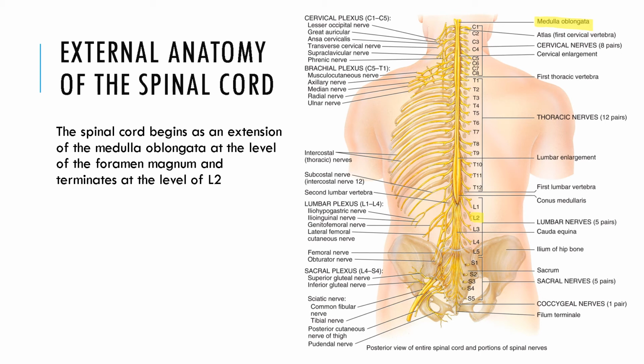Now, when the spinal cord is viewed externally, there are two conspicuous enlargements that can be seen. The superior enlargement is called the cervical enlargement, and this extends from C4 down to T1. Nerves to and from the upper limbs arise from the cervical enlargement. And then there's also an inferior enlargement, which is the lumbar enlargement. This extends from the 9th thoracic vertebra down to the 12th thoracic vertebra, and nerves to and from the lower limbs arise from the lumbar enlargement.